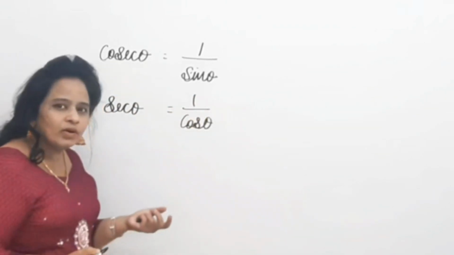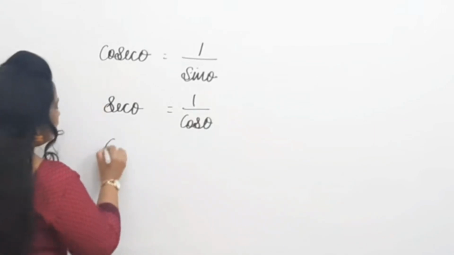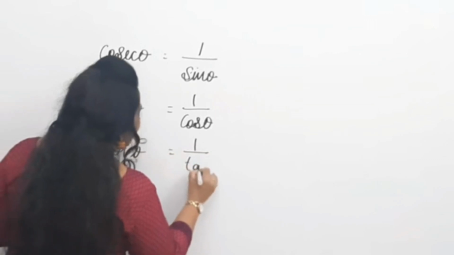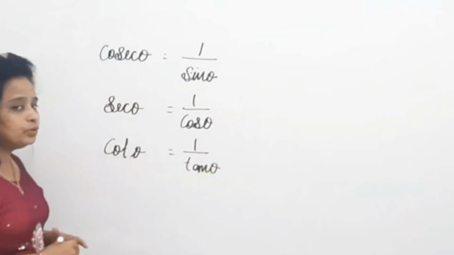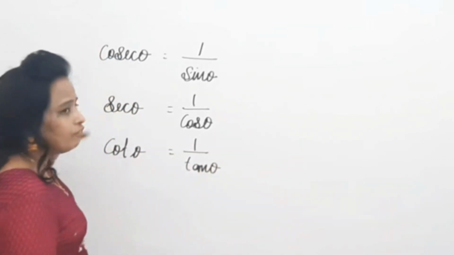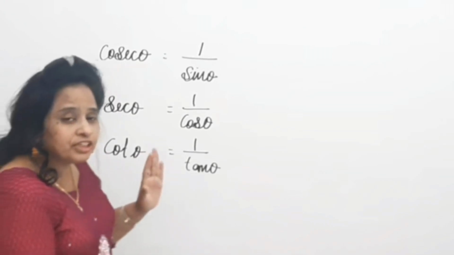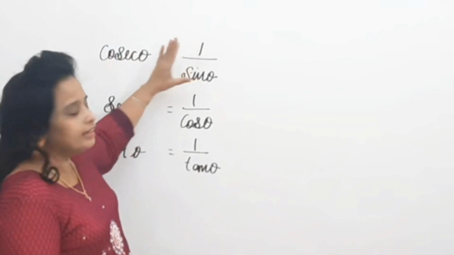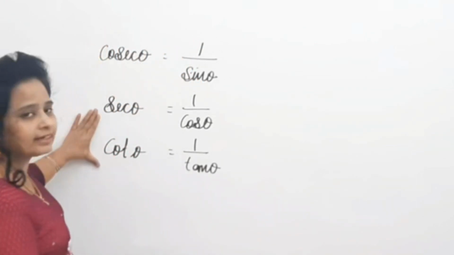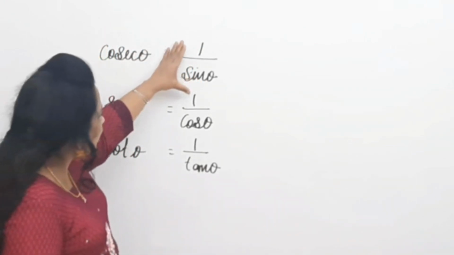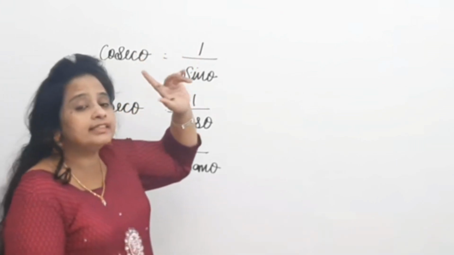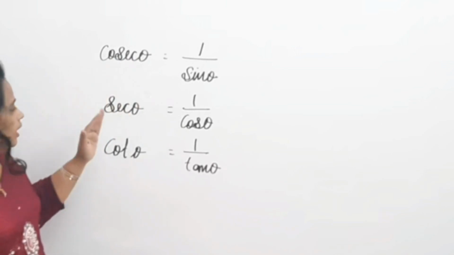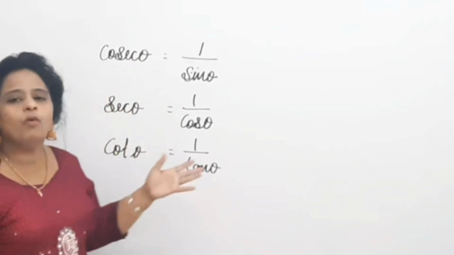So, cos theta is equal to 1 by sec theta. Now, I would have cot theta is equal to 1 by tan theta. Now, how to remember this? You are finding the relation between the second category to the first category. So, when you have your second category ratio, you will have all your first category ratio with its reciprocal. That's the hint here. So, cosec theta is 1 by sine, sec is 1 by cos, cot is 1 by tan.